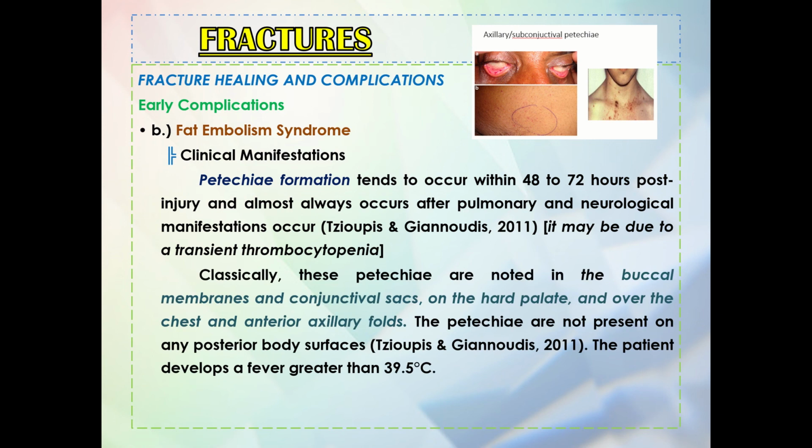Now, classically, these petechiae are noted in the buccal membranes and conjunctival sacs. Conjunctival sacs such as in this image, so nakikita natin na may petechial rash si patient. Sa hard palate, pwede rin siyang makita doon, and over the chest such as this one. Ayan, and the anterior axillary folds. So the petechiae are not present on any posterior body surface. So walang petechiae sa posterior body part ni patient. So the patient also develops a fever greater than 39.5 degrees Celsius. That is high. Okay, nagkaroon na ng almost hyperpyrexia na si pasyente.